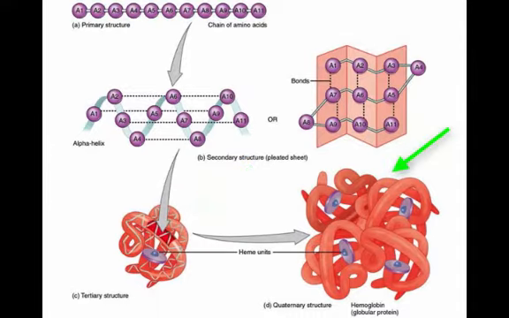The quaternary structure is the final protein shape, where several tertiary structures are held together to form a large protein. The quaternary structure develops when several polypeptide subunits interact to form a larger molecule. A single hemoglobin molecule contains 4 globular subunits. Hemoglobin is an example of the quaternary structure of protein.